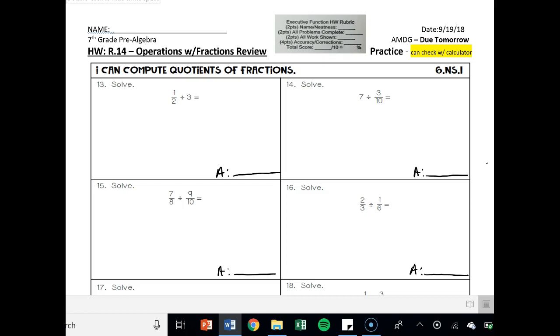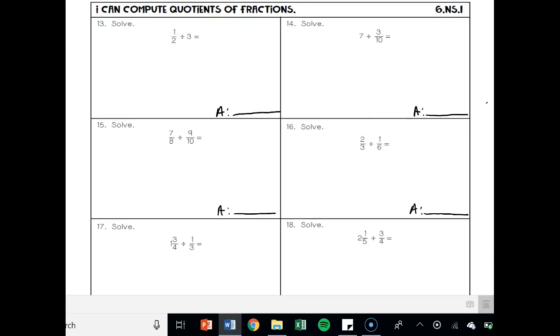So I'm trying to put everything together for you. You must show all work. You can check your work with the calculators tomorrow. So front side's nothing about division, but then the back side we're going to kind of recall some of the other practices. So number 13, 1/2 divided by 3 over 1.